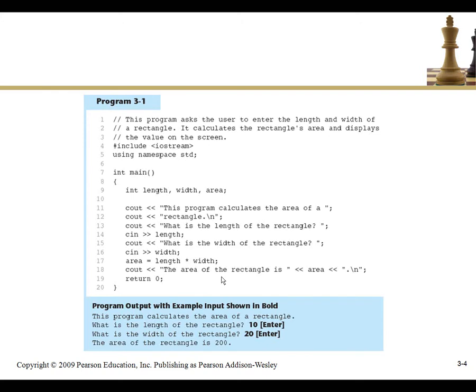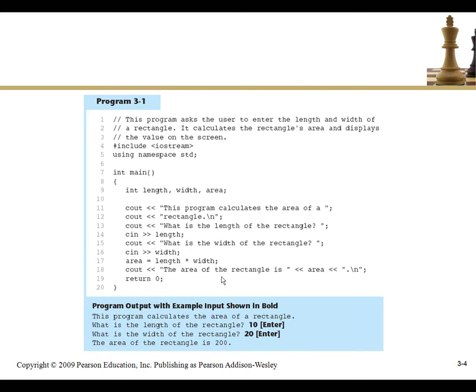And in line 17, we calculate the area. Finally, we output it in line 18 in the cout statement. When the user runs the program, the output would look like this. This program calculates the area of a rectangle. It prompts the user for the length of the rectangle.